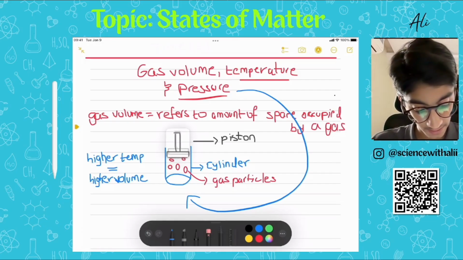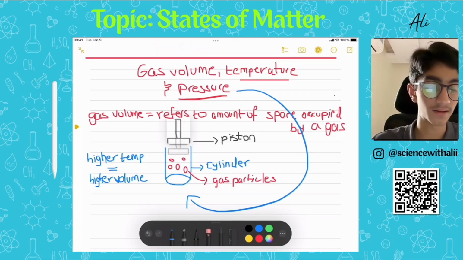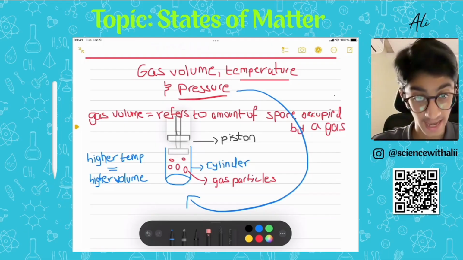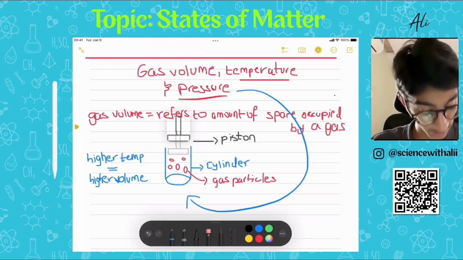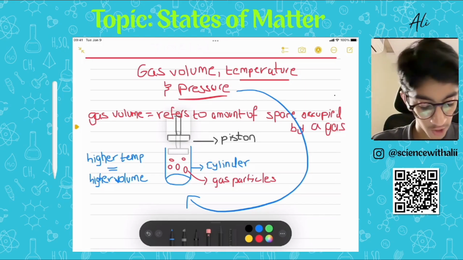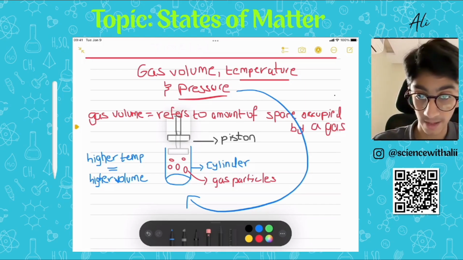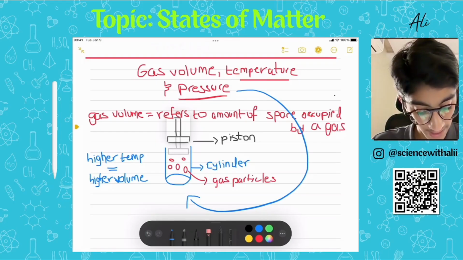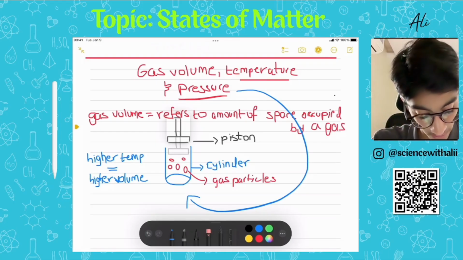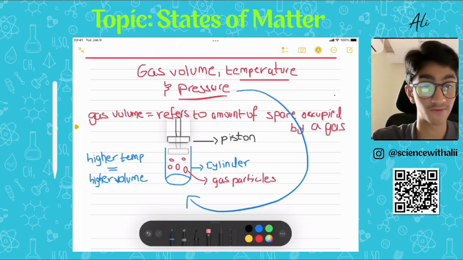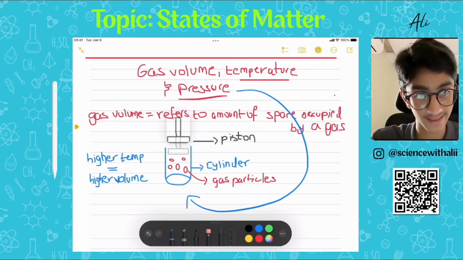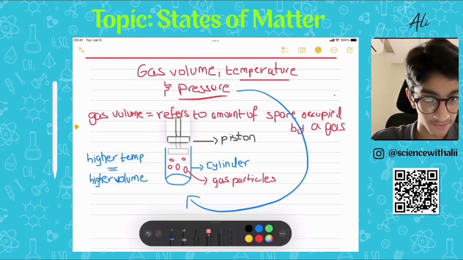Conversely, decreasing the pressure, if I move the piston back up again, the gas particles have more space to move around, meaning they cover more space. As you know, the gas volume refers to the amount of space occupied by a gas, right? So when I take the piston upward back again, the particles have more space to live, meaning they can occupy more volume, they can relax a little bit and live their life, right?